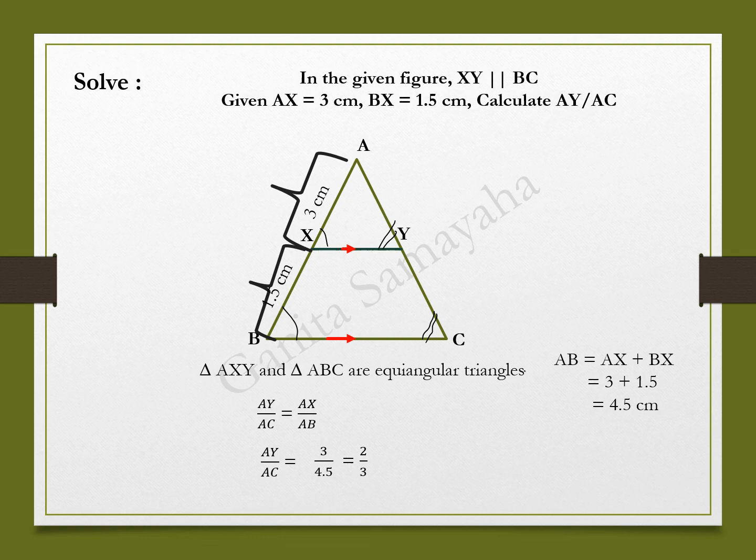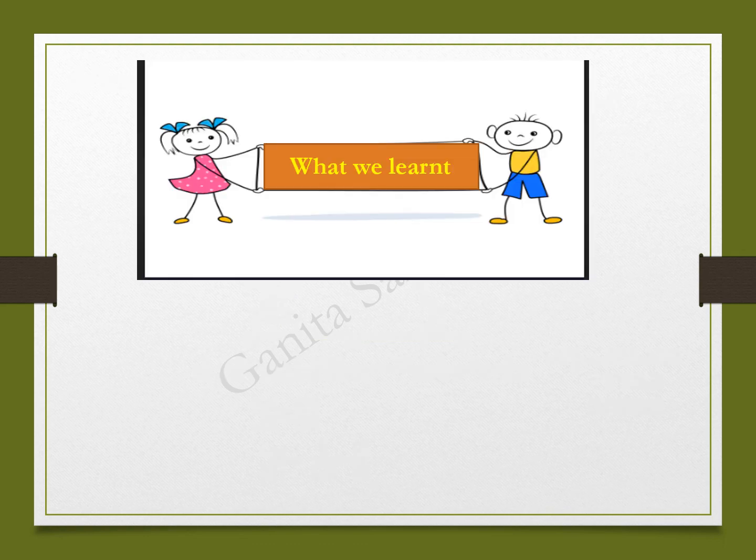Is it clear, children? So we use this concept to find the length of sides or the ratio: in equiangular triangles the ratio of corresponding sides is equal. Is it clear, children? So with this, we will end the video for today's class. And before that, we will just recap on what we have learned today.